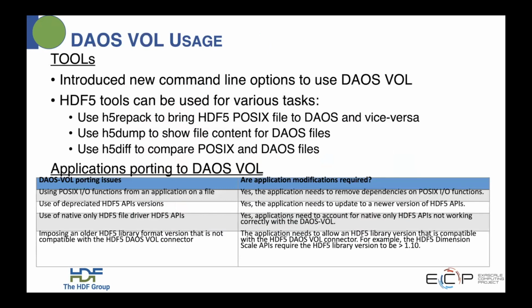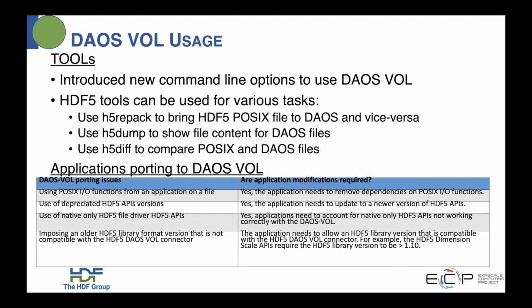Some tools that you can use. As I mentioned, you can use H5 repack. For example, this is going to be pretty important if you want to archive your file somewhere else in an HDF5 file. You want to convert the DAOS object into an HDF5 POSIX file, or you might want to do it vice versa. If you have a POSIX file, you might want to first convert it to a DAOS file and then read the DAOS file directly. You can also use H5 dump to view the DAOS file, and you can do H5 diff between, for example, the POSIX file and the DAOS file.